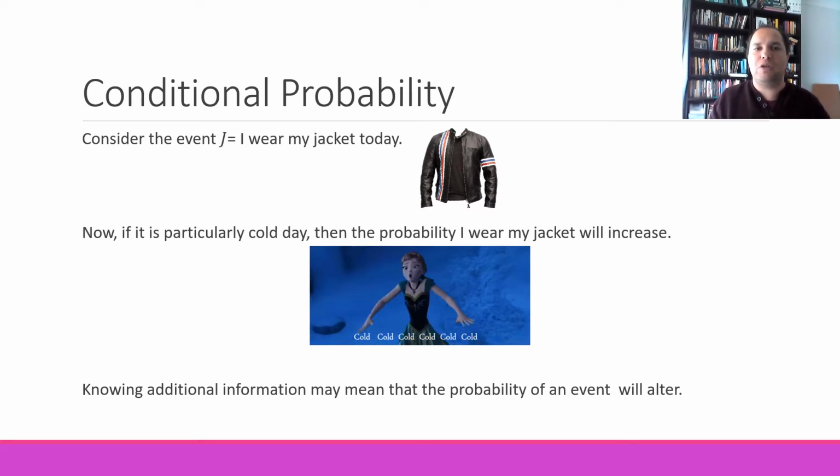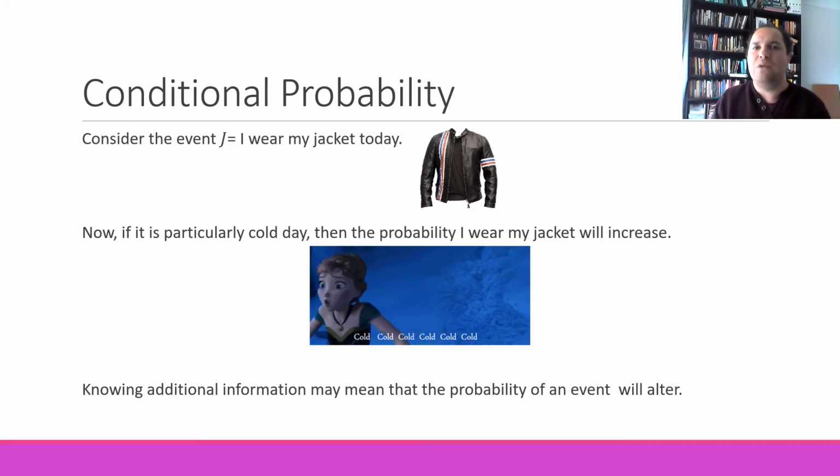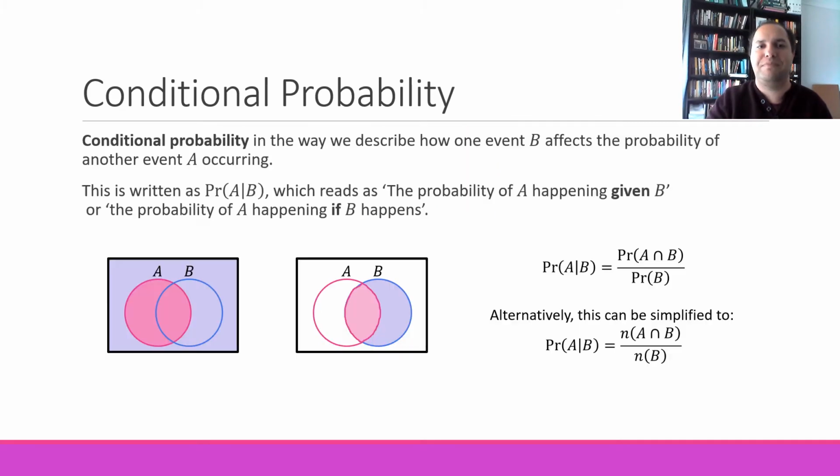So having more information changes the probability of whether or not I wear my jacket. If I know it's cold, the probability of wearing my jacket will increase. If the day is actually going to be hot, then the probability I wear my jacket will decrease. Knowing additional information means that the probability that I wear my jacket will alter and will change. And that happens all the time in different areas of our lives when we think about probability. Knowing more information means the probability of an event happening will change. And this is what we call conditional probability.